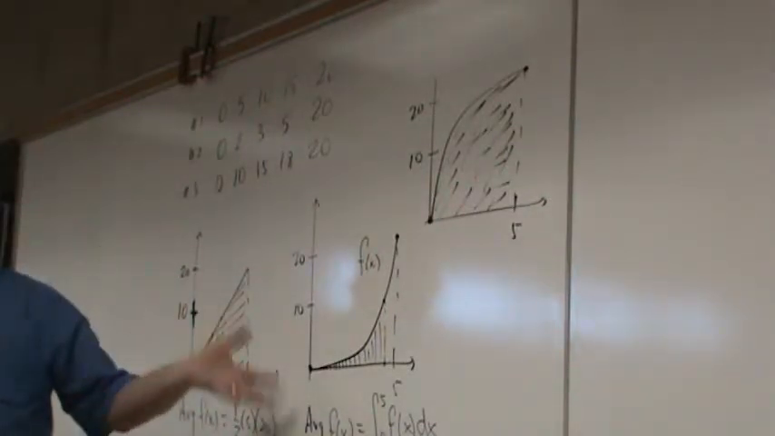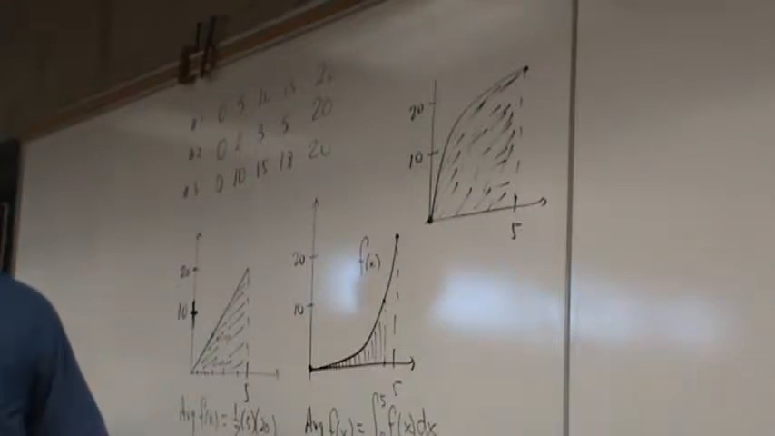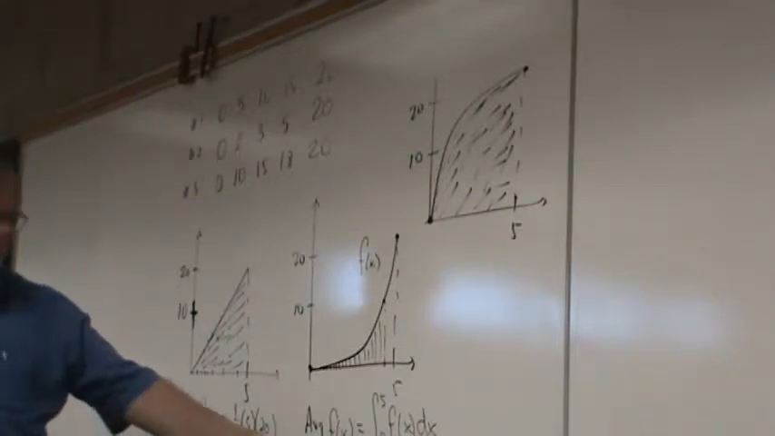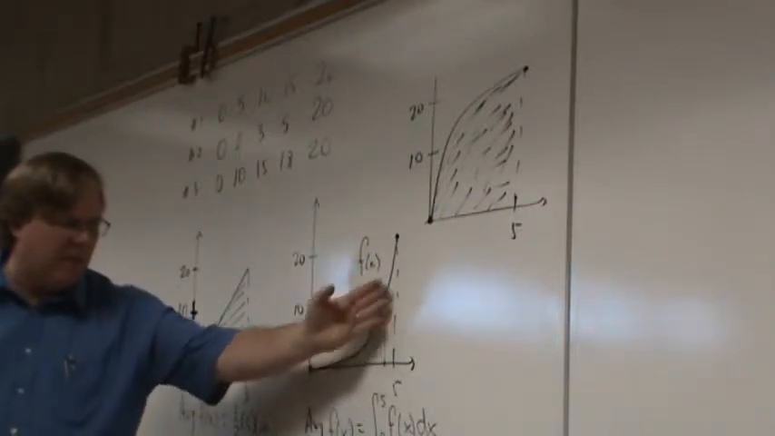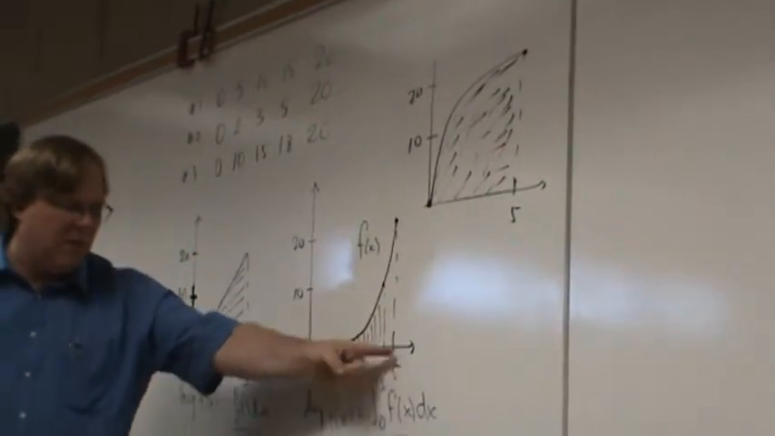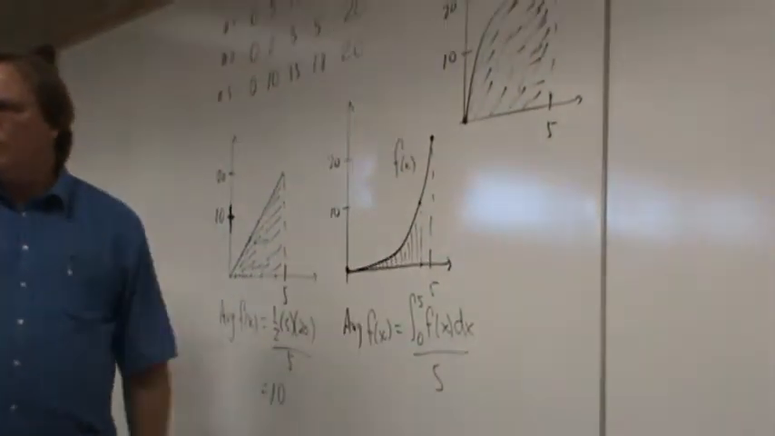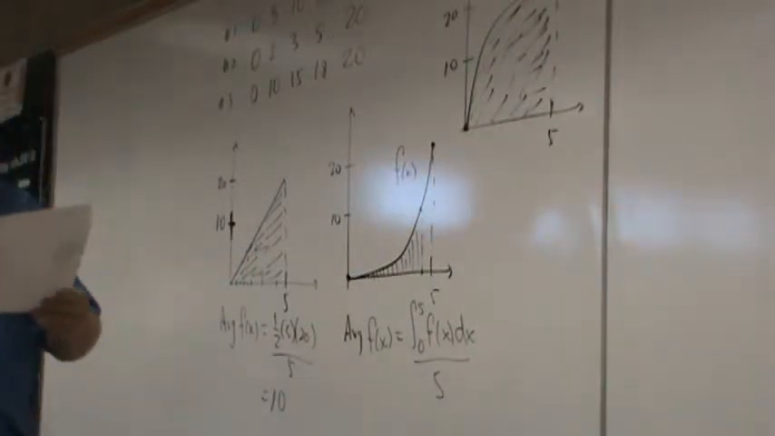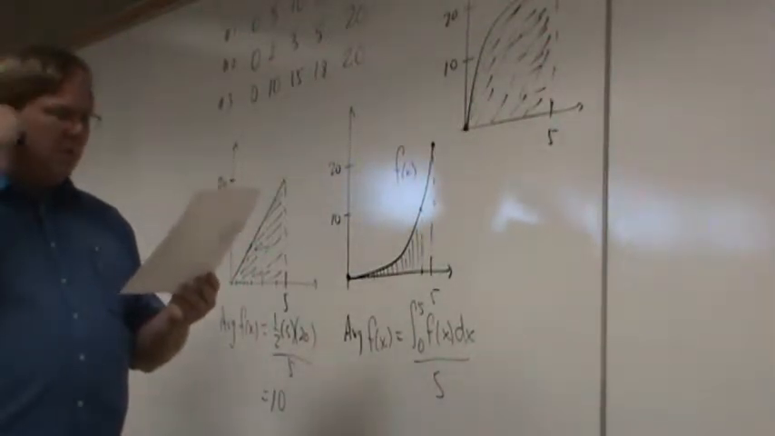Well, that's what we're doing today. We're finding the average value of a function. And the way we do it is to get the area between the function and the x-axis, then divide by the width of the region. So let me go ahead and start on this.